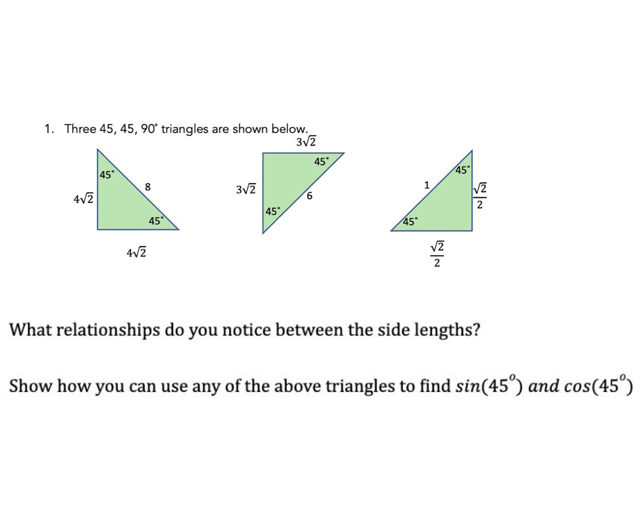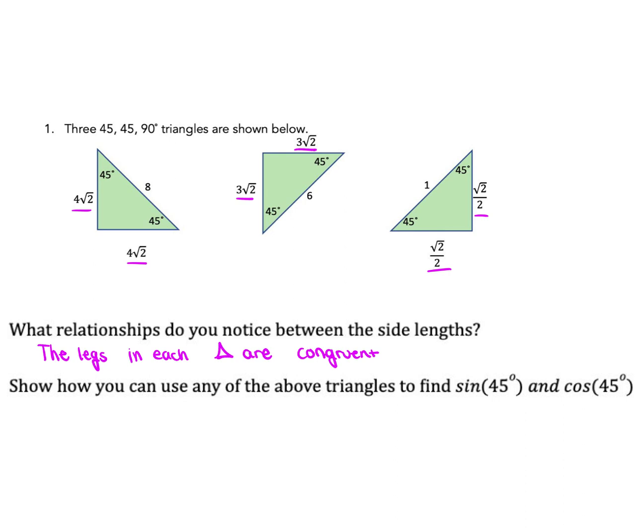So we want to really figure out what relationships do we notice between the sides. Anything you write here is fine, but I would just say something important to point out is that the legs in each triangle are congruent. The 4 radical 2, 3 radical 2, 3 radical 2, radical 2 over radical 2, they all stay consistent.